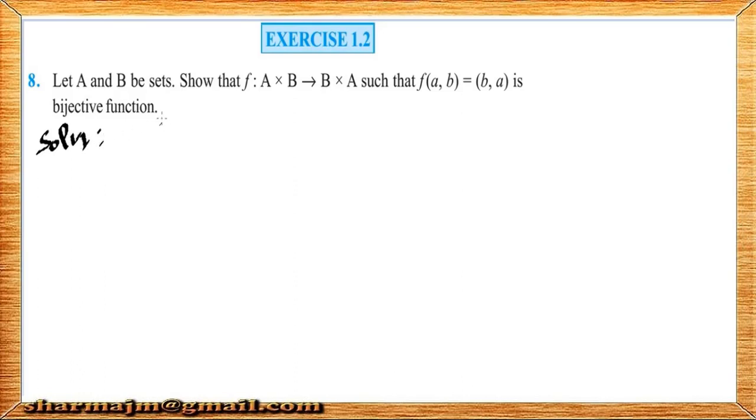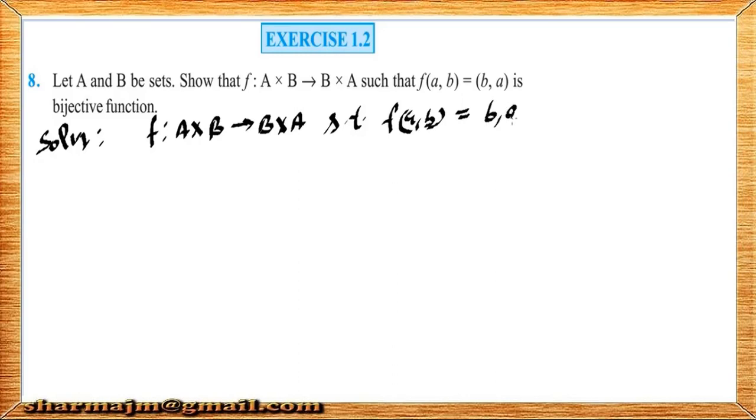Solution. F is a function from A cross B to B cross A. So A cross B is the Cartesian product, and this is defined as f of ordered pair (a, b) is ordered pair (b, a). So you saw that the ordered pair is getting reversed, x is being replaced by y and y by x. So we will check this function for bijective function.